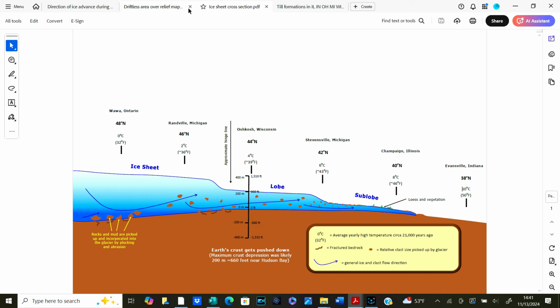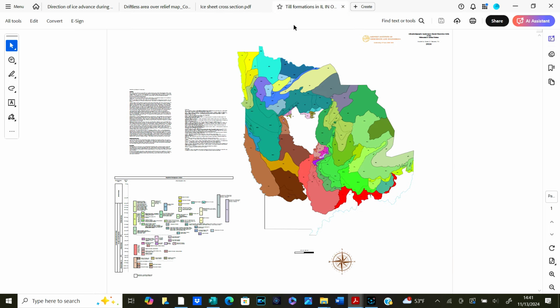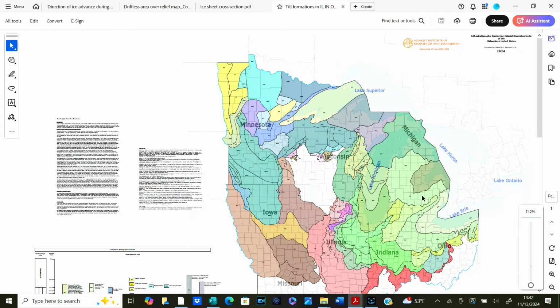Now, the glaciers themselves, let's talk about this. This is something I have for sale. I think it's on the Midwest Institute of Geosciences and Engineering website. If not, it's on Geodesics. This took me years and years to make. Now, I'm going to show you this a little bit, but not too much.